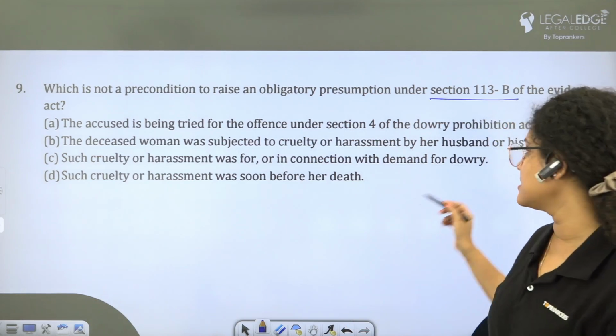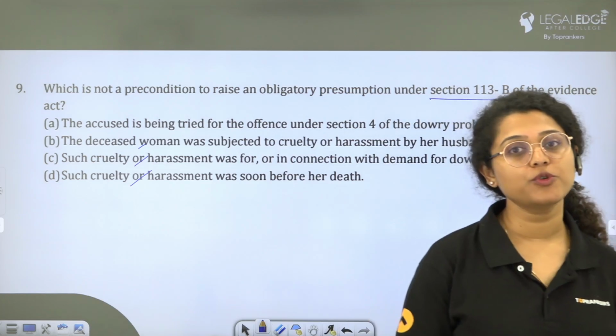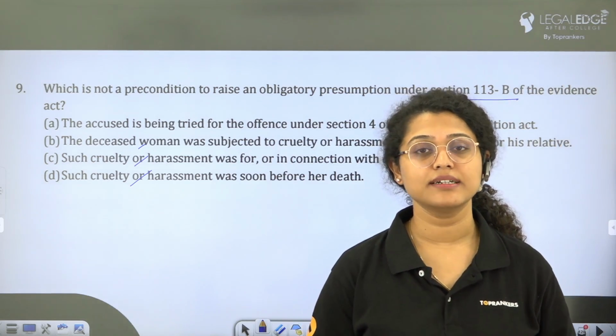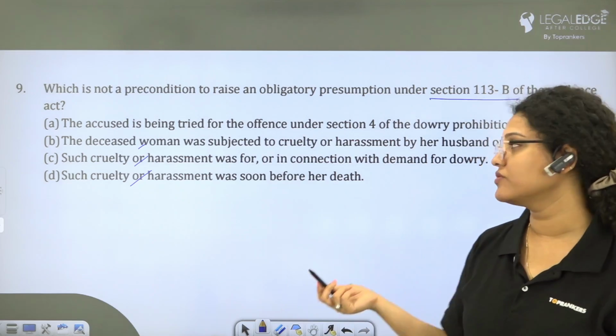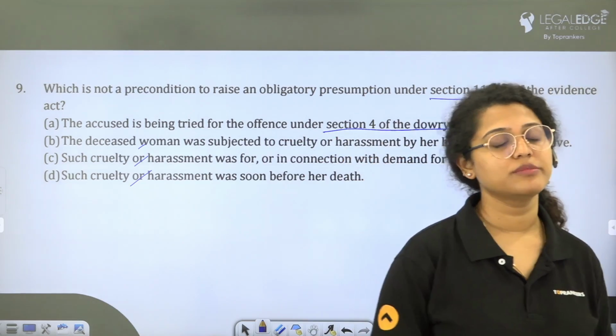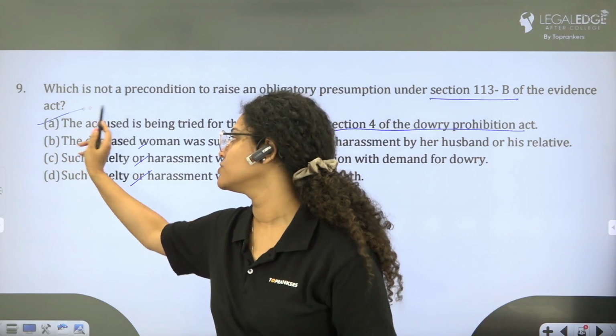So these three need to be proved: B, C and D. You have to prove these three when we talk about presumption of dowry death under section 113B. But you don't need to prove that any case has been filed under section 4 of the Dowry Prohibition Act. This is not given anywhere. So this is your answer over here.